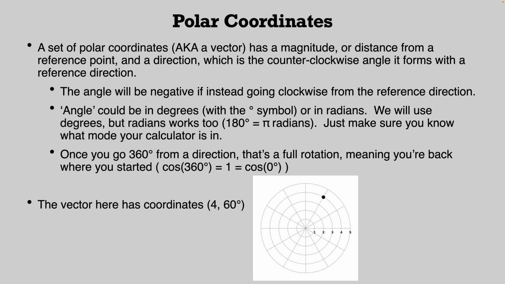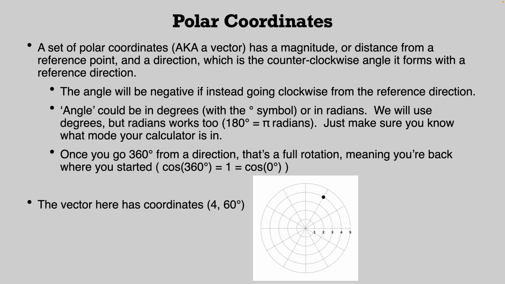So now we talk about our polar coordinates. A set of polar coordinates, which we may refer to as a vector for our purposes here, has a magnitude, or a distance from a reference point, and a direction, which is the counterclockwise angle it forms with a reference direction. If you're doing it clockwise from your reference direction instead, it'll be negative.